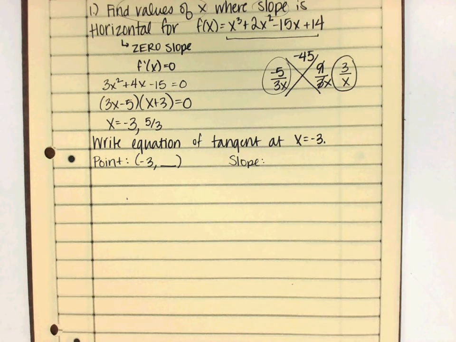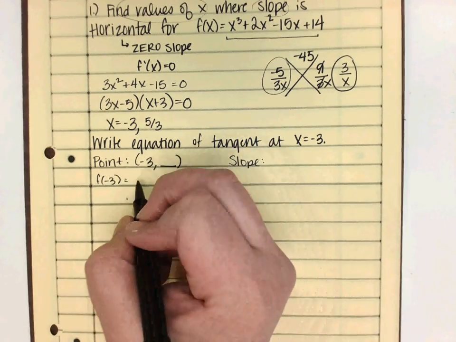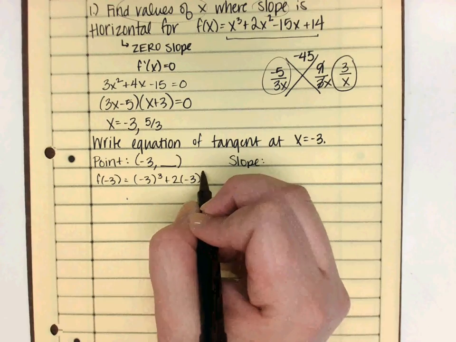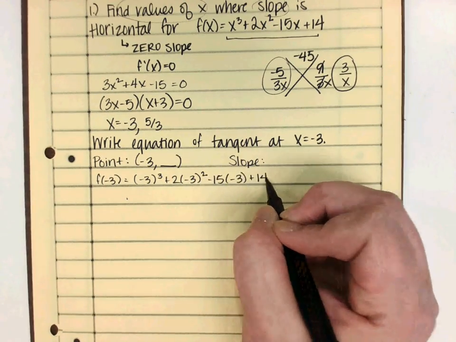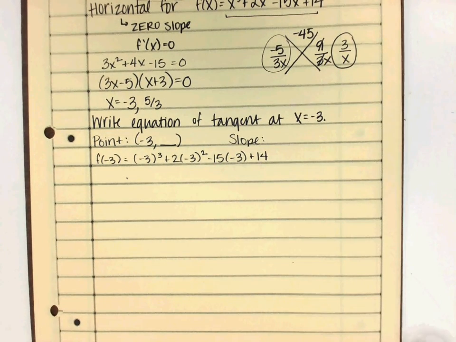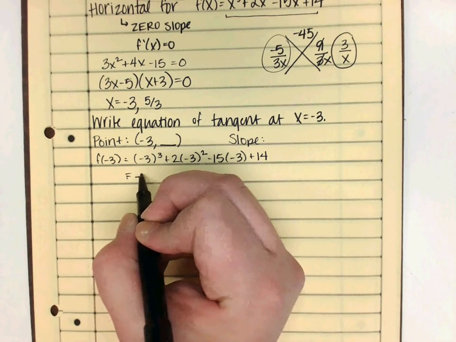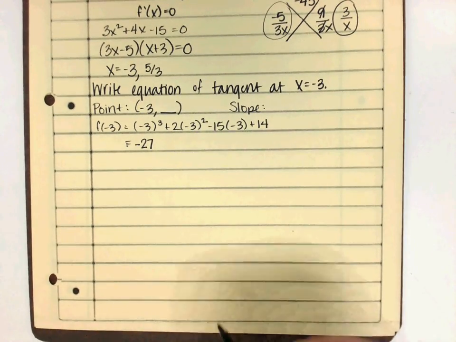So where do I find the y value? Plug into the original. Yeah? Not the derivative, because that's where my slope comes from. So I'm going to do f of negative 3 equals negative 3 cubed plus 2 times negative 3 squared minus 15 times negative 3 plus 14. What's negative 3 if I cube it? Positive or negative? Negative 27. Negative 3 squared gives me 9, times 2 is 18.